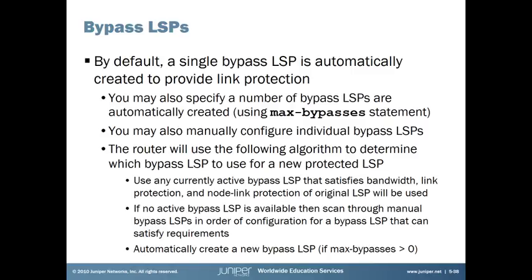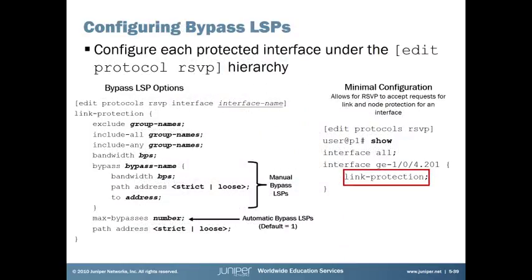The router will use the following algorithm to determine which bypass LSPs to use for a new protected LSP. Use any current active bypass LSP that satisfies the bandwidth and link protection requirements, and no protection of the original LSP will be used. If no active LSPs are available, then scan through the manual bypass LSPs in order of configuration for a bypass LSP that can satisfy the requirements, and then automatically create a new bypass LSP if max-bypasses is greater than 0. So that's the approach that's going to be taken.